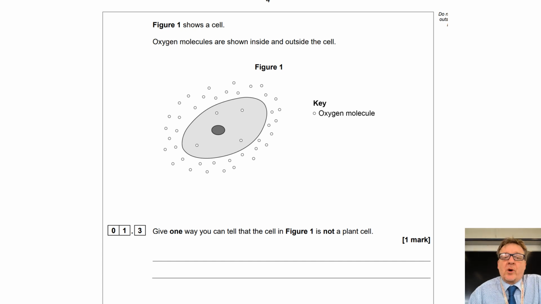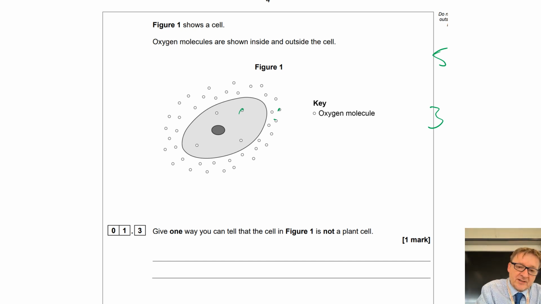Figure 1 shows a cell. Oxygen molecules are shown inside and out of the cell. Those little dots there are the oxygen. I can see immediately that I've got more outside than inside. Give one way in which you can tell that figure 1 is not a plant cell. So if I think there's 5 things that make up an animal cell, and there's 3 extra things in a plant cell. So there's 5 in an animal, 3 in a plant cell that are different. Give one way you can tell it's not a plant cell.